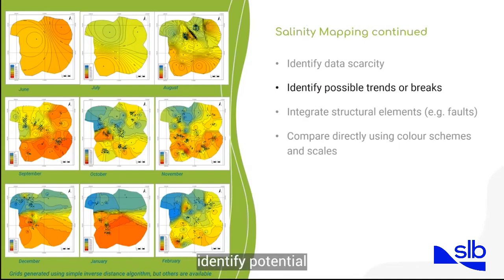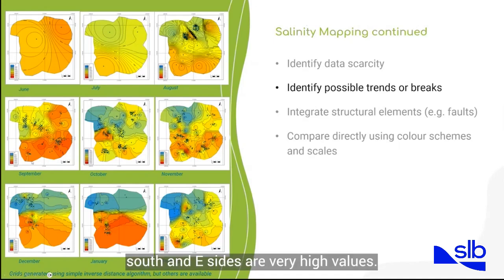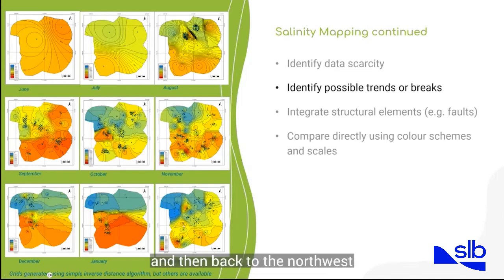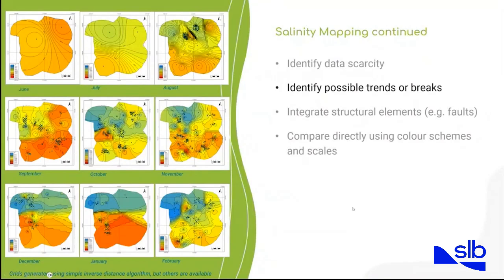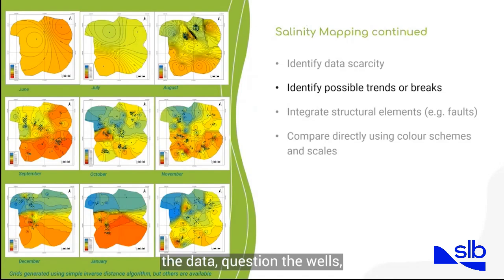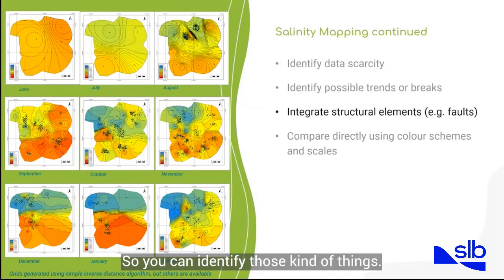And we're able to identify potential trends from month to month. You can see lots of low values on the northwest side here, but the south and east sides are very high values. And then by the time we're getting into the later stages of this, it's actually north-south, and then back to the northwest, southeast trends. What does that mean? It's a way for you to highlight and question the data, question the wells. What should I be seeing right now? So you can identify those kind of things.